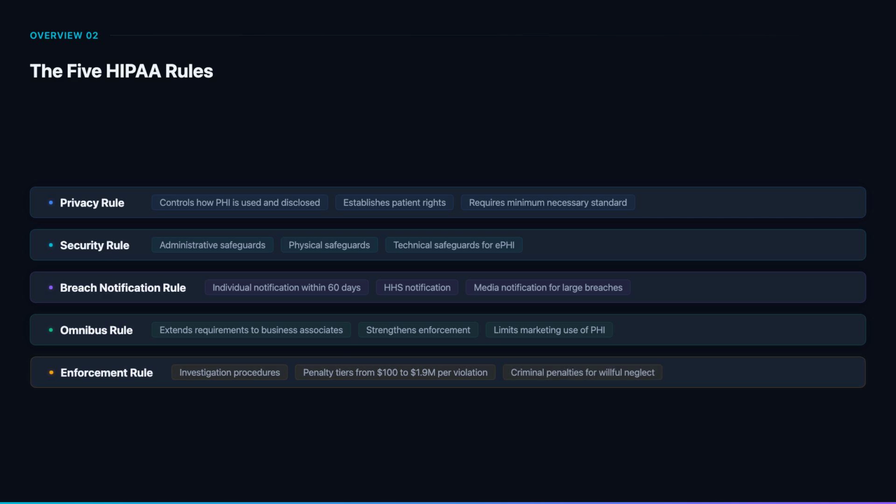The enforcement rule establishes investigation and penalty procedures. Civil penalties range from $100 to $1.9 million per violation category per year. Criminal penalties apply for willful neglect and can include imprisonment.